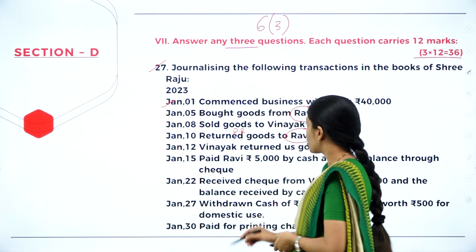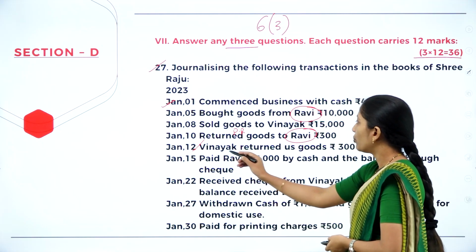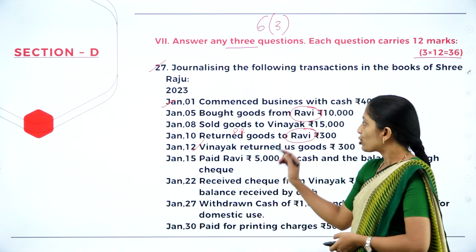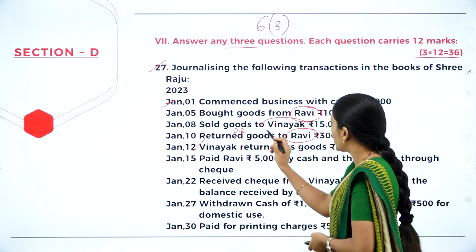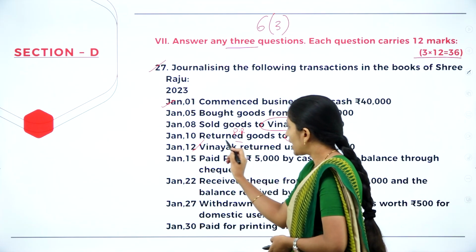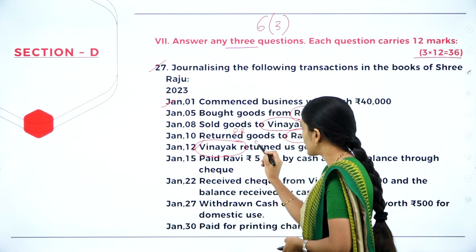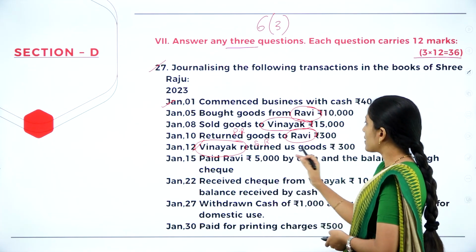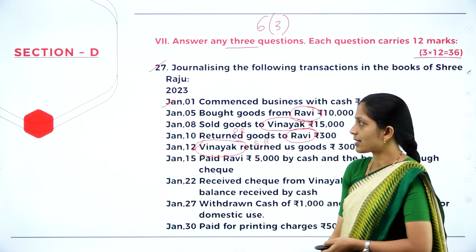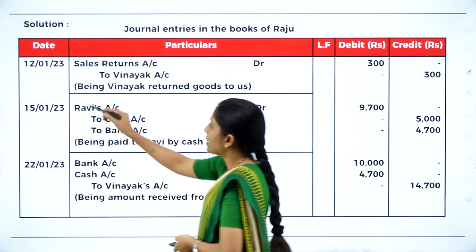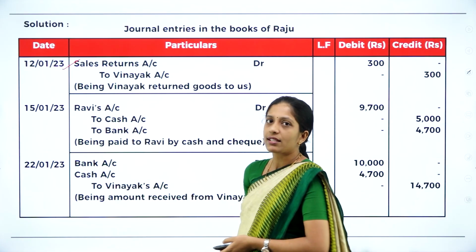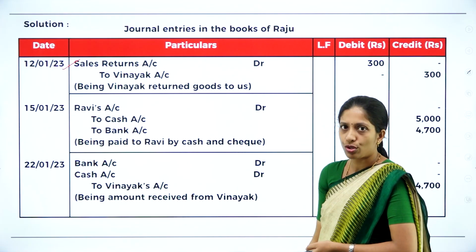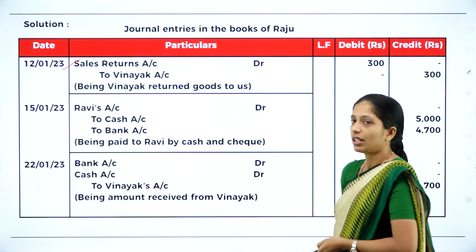Next is, so we are done with this. January 12th, Vinayak returned goods to us. So already what we have done with Vinayak, we have sold goods. Now he is returning them back to us. So it is sales return. So what is the entry? Sales returns account debit to Vinayak's account. So your entry is sales returns account debit to Vinayak's account, being Vinayak returned goods to us. You will write the amount 300 rupees.